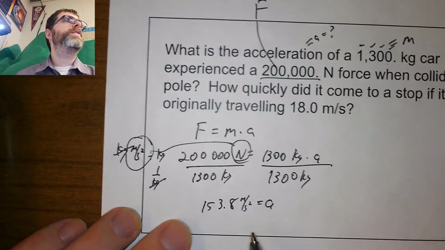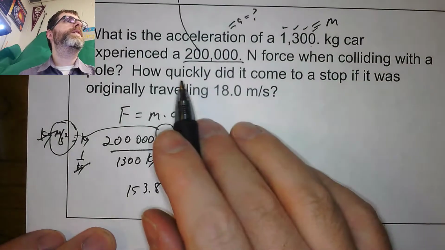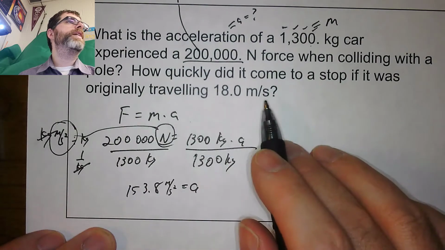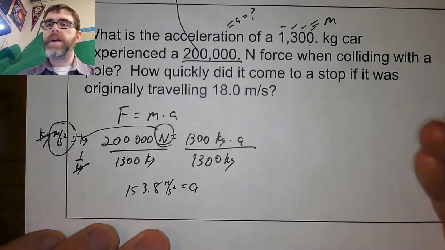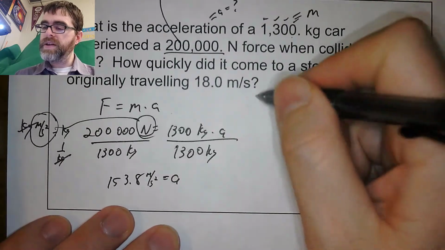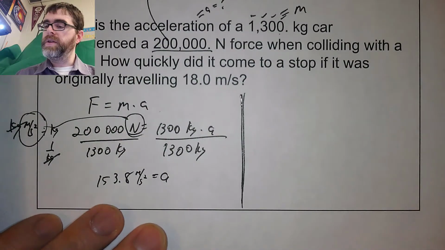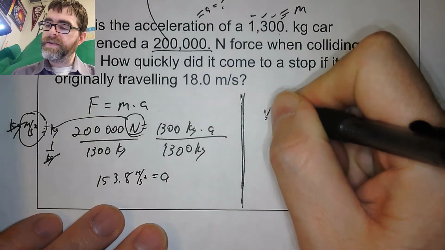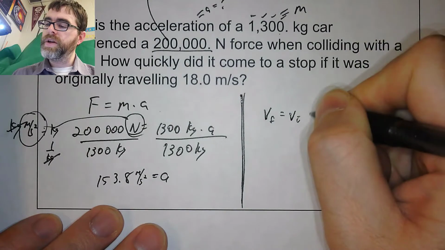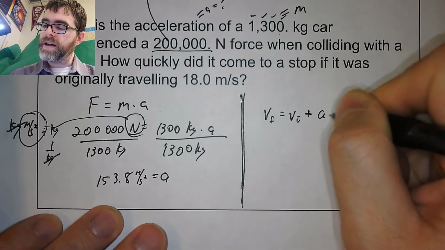Anyway, this gives us the acceleration. And now we're asked how quickly did it come to a stop if it was originally traveling at 18 meters per second. Well, for that, we can go back to our kinematic equations, and so those don't go away. They're still useful, but velocity final is equal to velocity initial plus a times t.